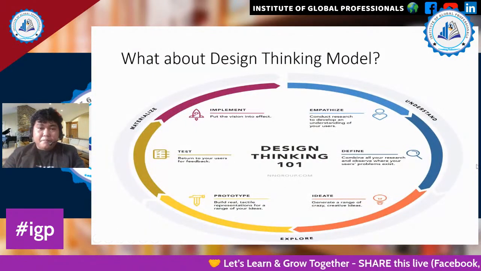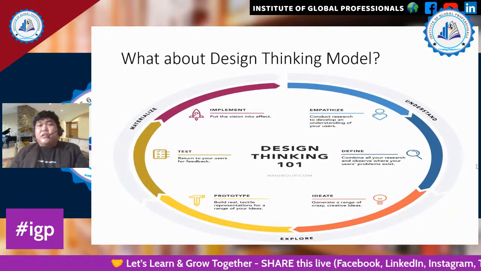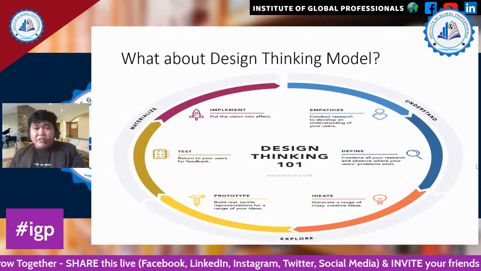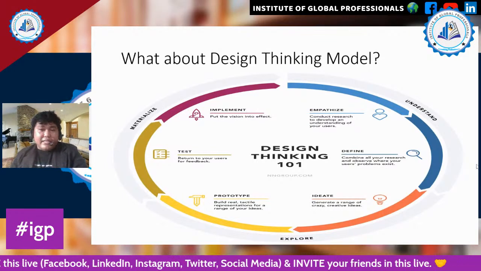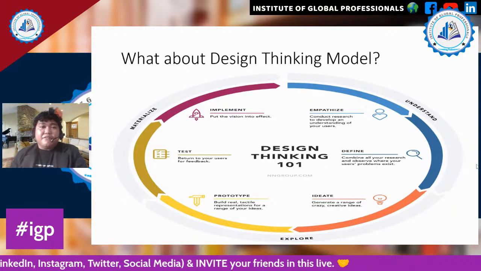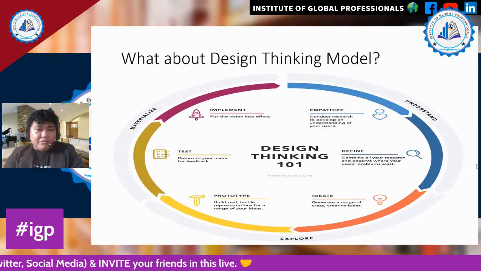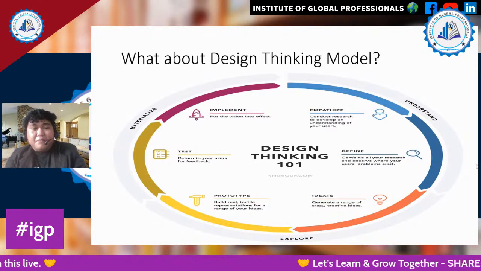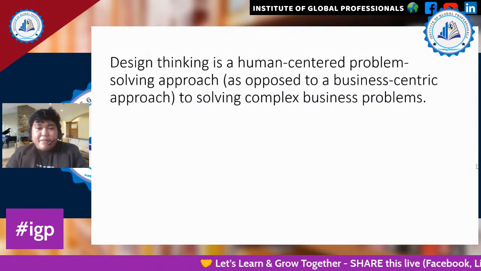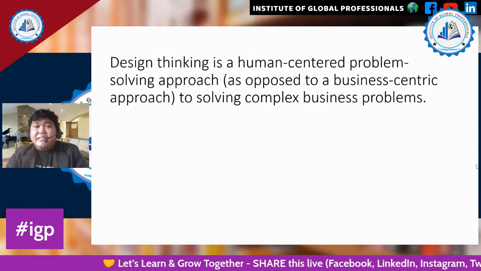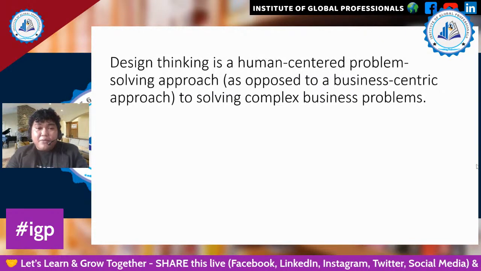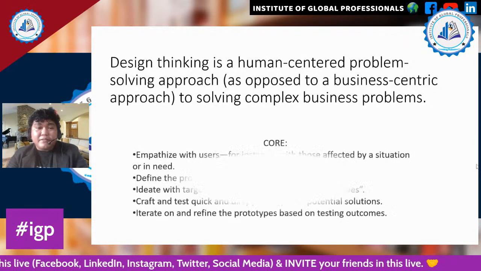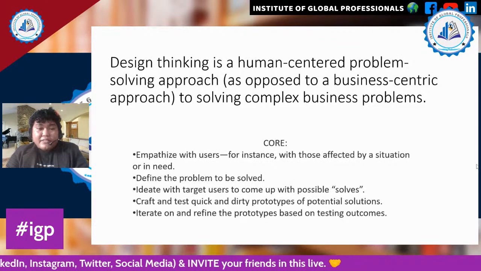Now, what about the design thinking model? We have talked a lot about instructional designs. So where does the design thinking model go? Well, if you could have noticed, this is the conceptual background of the design thinking model, which actually includes the core steps: empathize, define, ideate, prototype, test, and implement. Now, design thinking is a human-centered problem solving approach as opposed to a business-centric approach to solving complex business problems. So, as mentioned, the core is as follows.